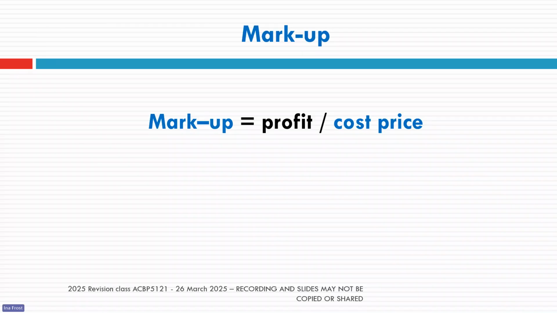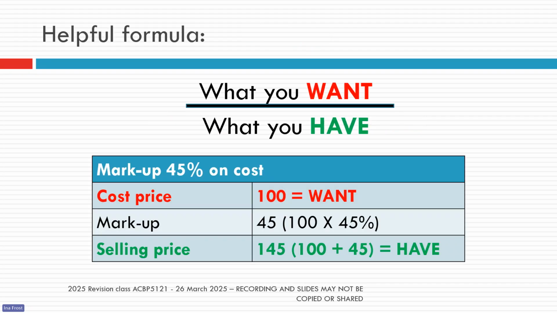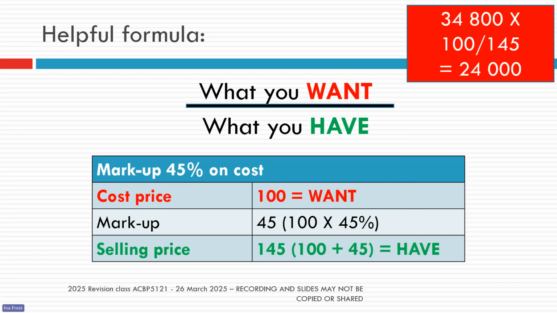As we said, for a markup, we're talking about profit over cost price. And again, you can use your what we want over what we have formulas. So I gave you a selling price of 34,800 rands. I wanted you to work out the cost price. So I want you to work out the 100. I gave you the selling price, which is the cost plus the markup, which is then the 145. And so that gives me the cost price of 24,000.